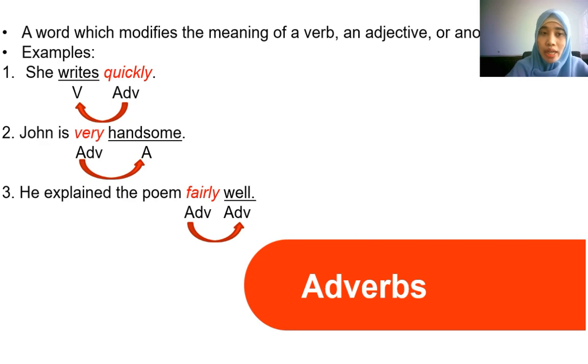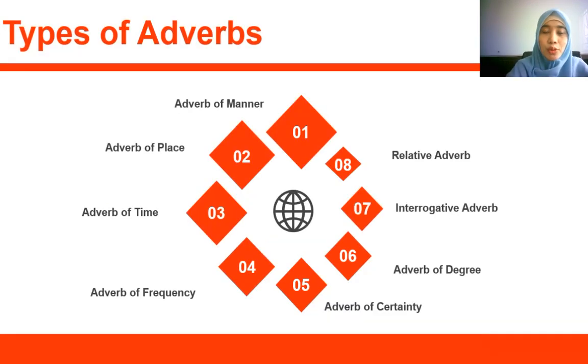And then in 3 we have he explained the poem very well. So very here is an adverb which is used to show the degree of how well he explained the poem, and the answer is fairly, or the adverb is fairly. So in the third example, we can see that an adverb, or especially here an adverb of degree, can modify another adverb. Okay, next one.